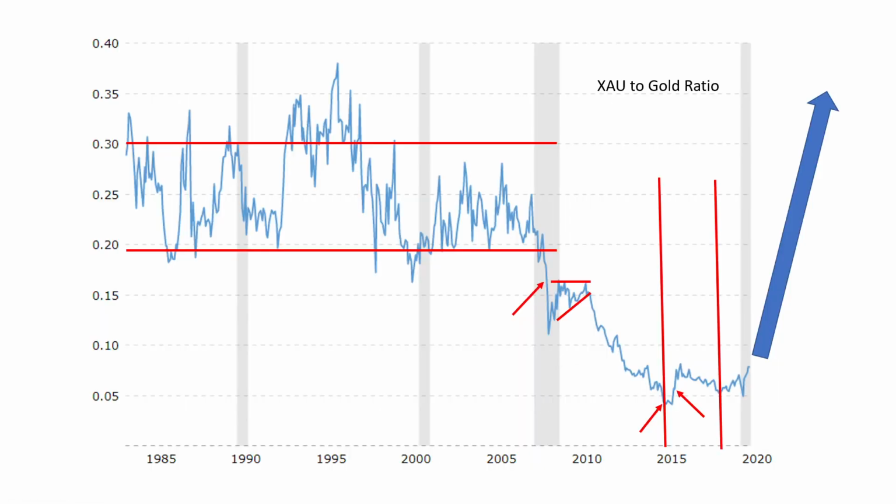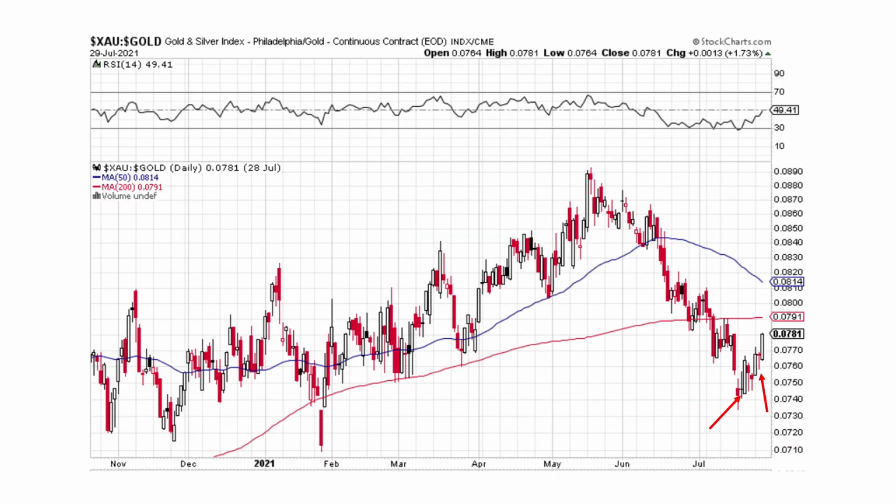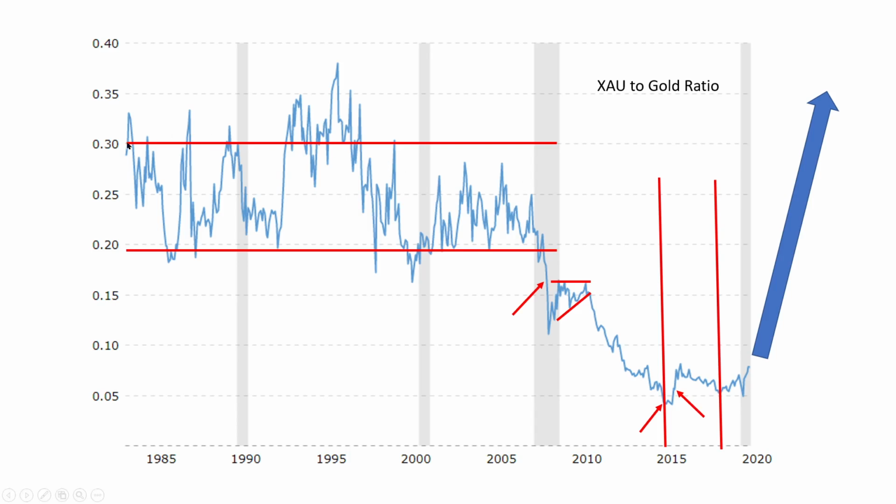This is the XAU to gold ratio, so this is the short term. This is a big long term. We're in this channel going back and forth in terms of valuation between the miners and gold. We broke out to the downside, big old breakout. It was struggling to come back up, and it broke out down again. We are down in no man's land in terms of valuation of gold miners in relationship to gold.